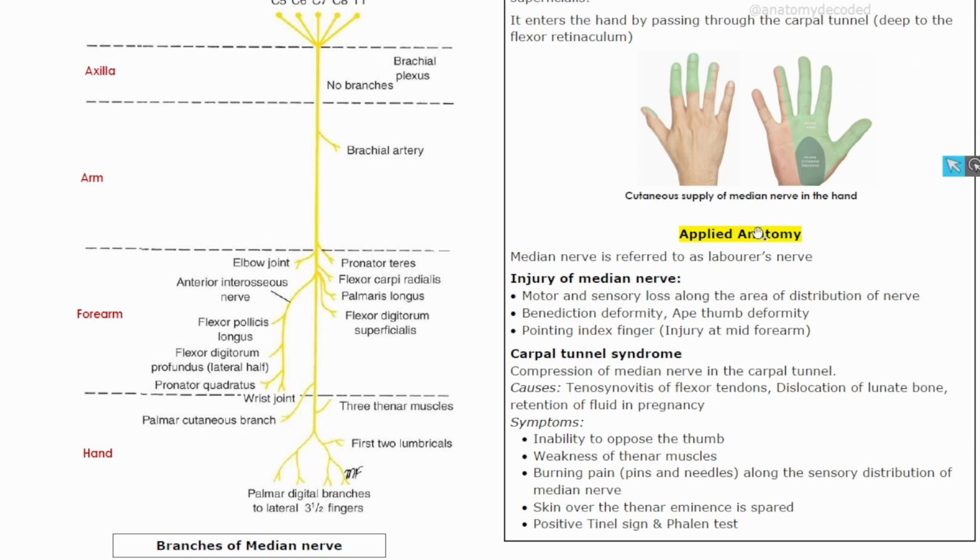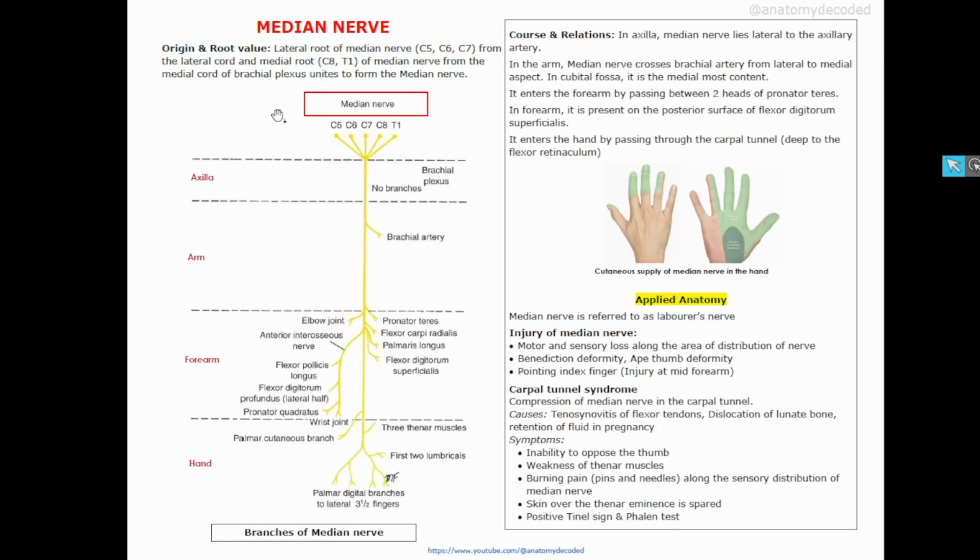Okay, let's quickly see which headings we covered. So we started with the origin of the median nerve. The root value is C5, C6, C7, C8, and T1. Okay, the lateral root and the medial root of median nerve, they unite to form the median nerve. Okay, then important relations we saw in the axilla. The median nerve is lateral to the axillary artery. In the middle of the arm, it crosses from lateral to the medial aspect. Okay, in the cubital fossa, it is the medial most content. Then it enters the forearm by passing between two heads of pronator teres. In the forearm, it is present behind the flexor digitorum superficialis. It enters the hand by passing through the carpal tunnel.